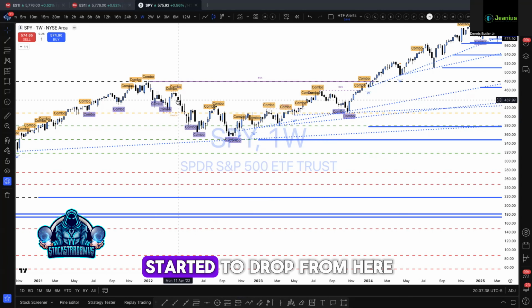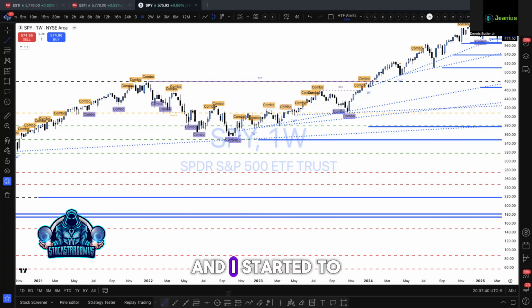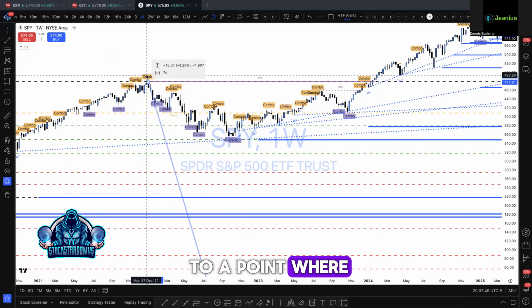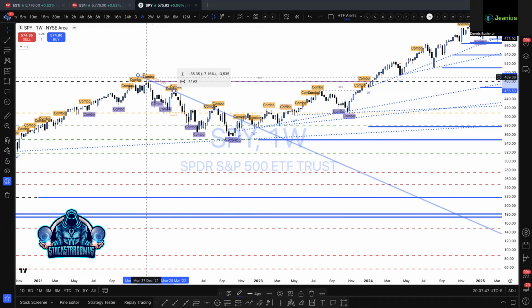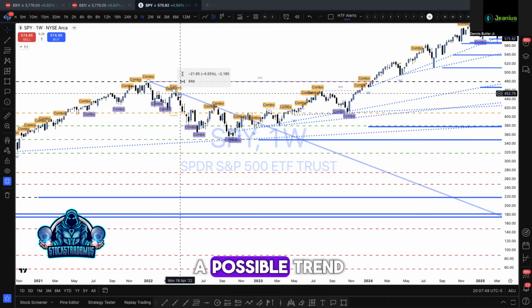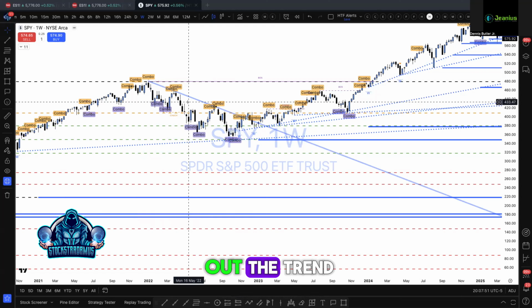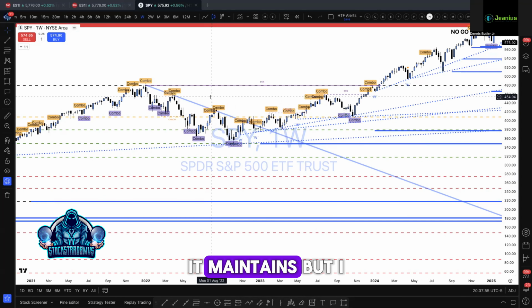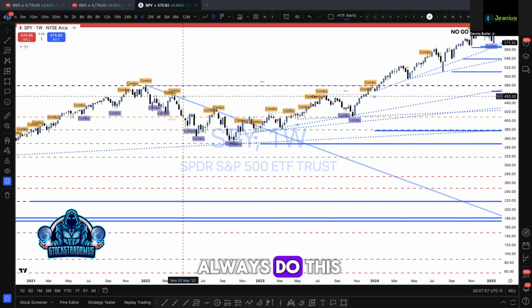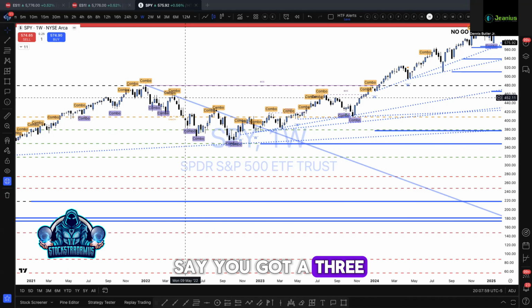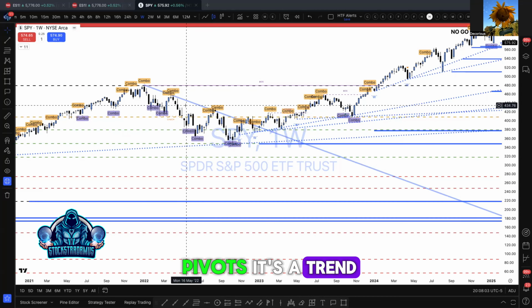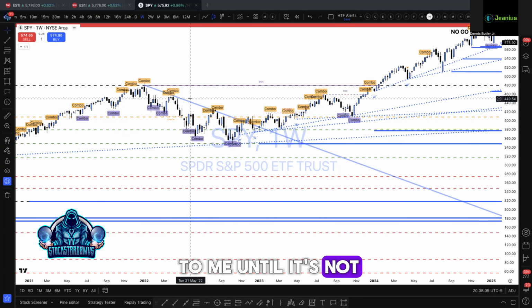But once the market started to drop from here and I started to connect highs, once I get to a point where I can connect highs and see the formation of a possible trend, I usually just mark out the trend, and if it maintains, it maintains. But I always do this. I don't wait. Usually they say you need three touches to make a trend. Because I see two pivots, it's a trend to me until it's not. You know what I'm saying?